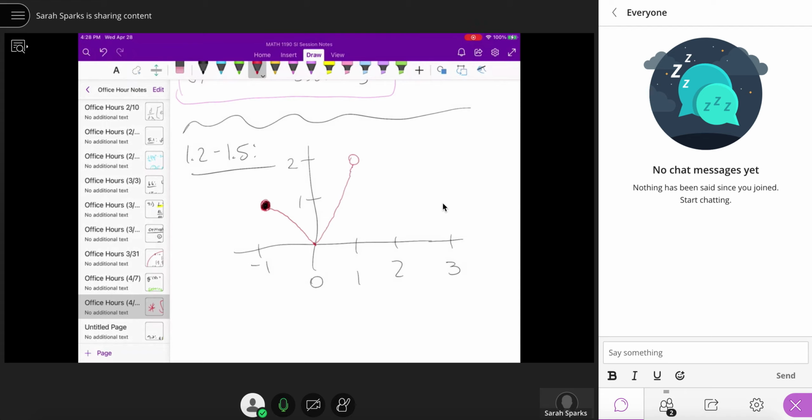And then has a closed circle at 1, open circle at 2, and then a closed circle at 3. Or should it be at 1? These should be higher. I'm sorry about that. Let me just lasso it.